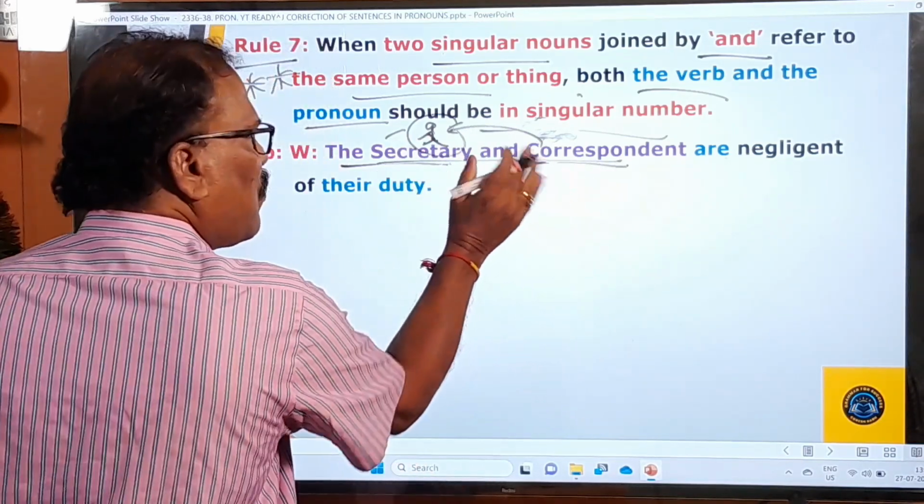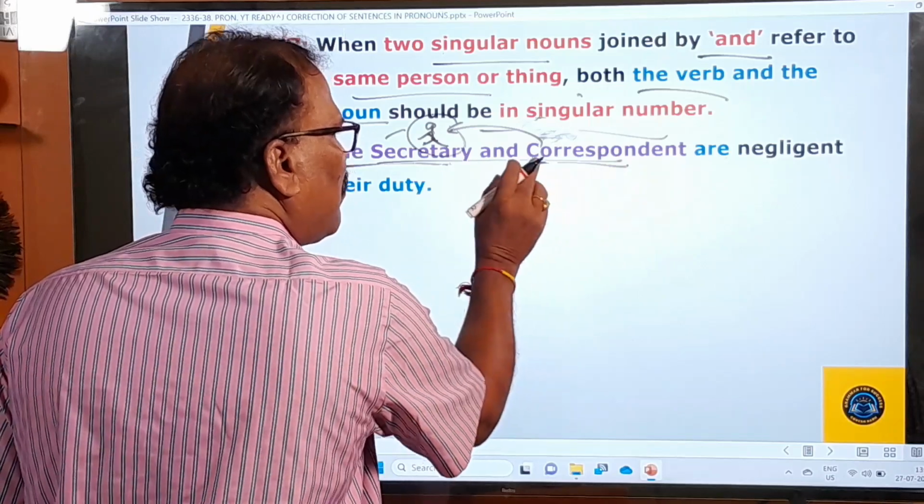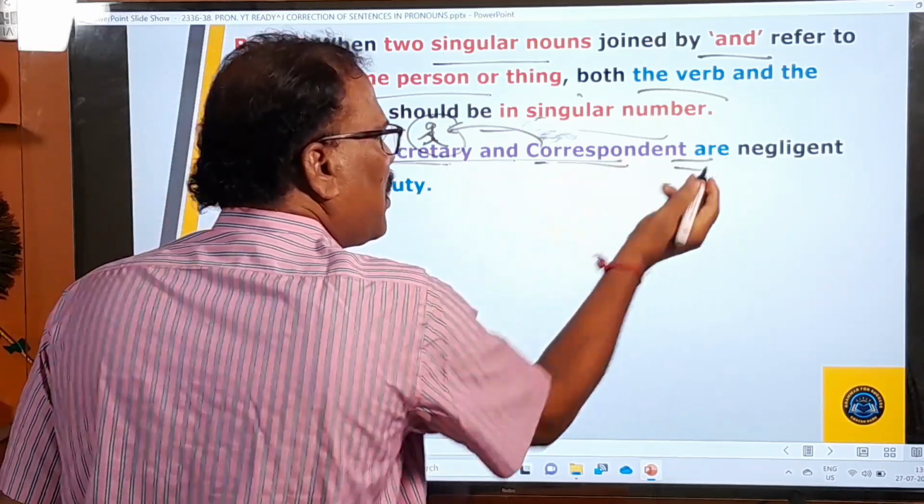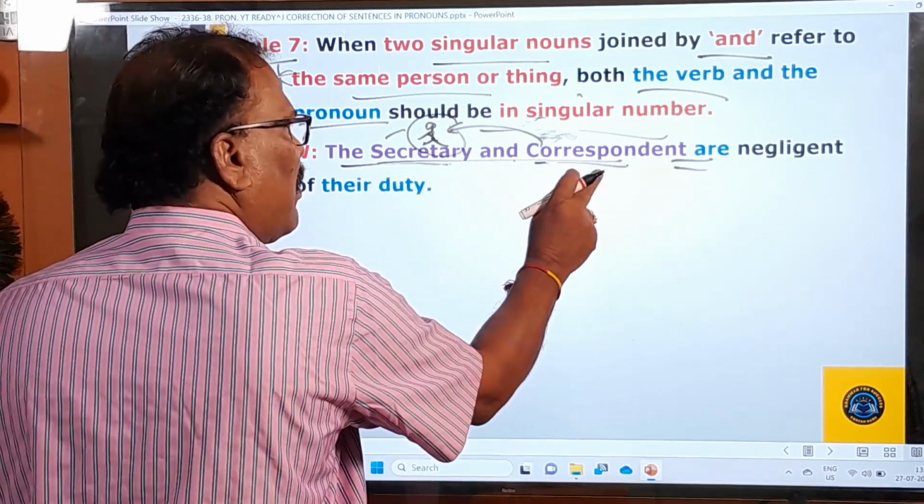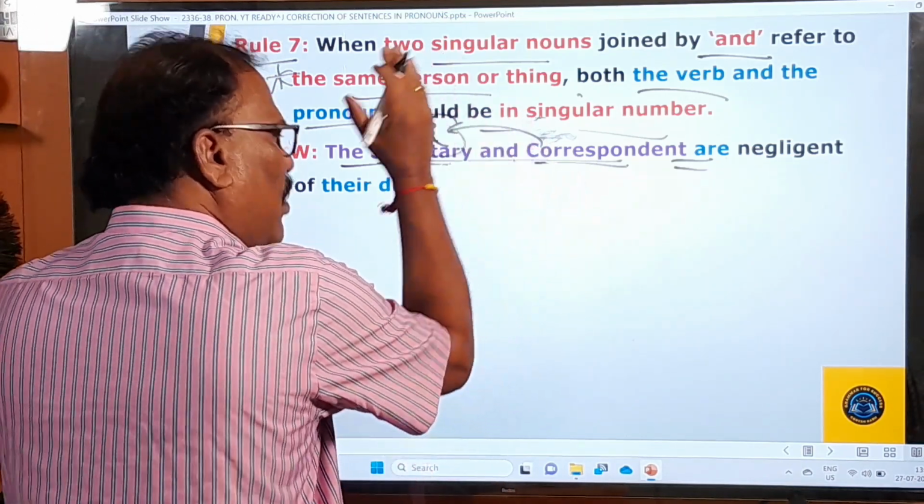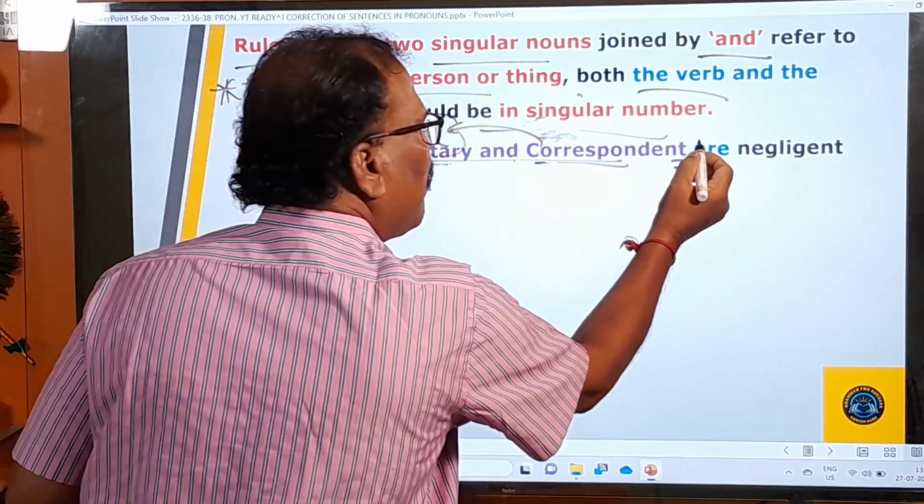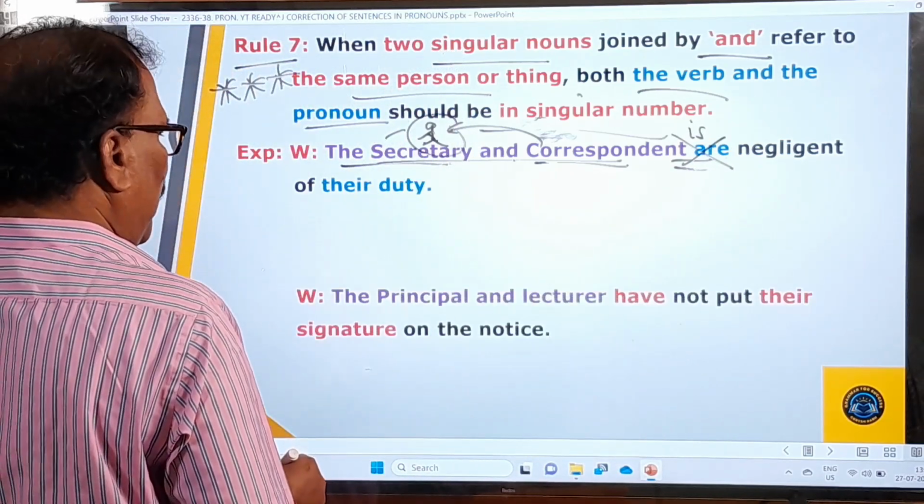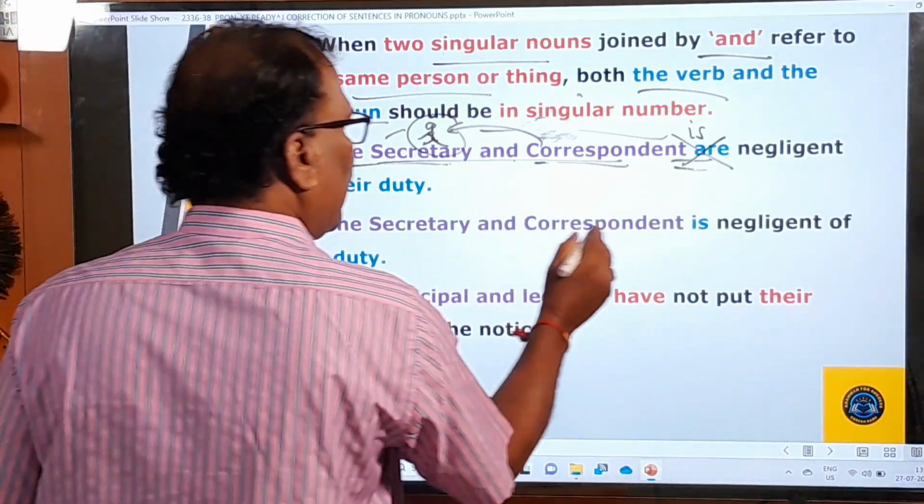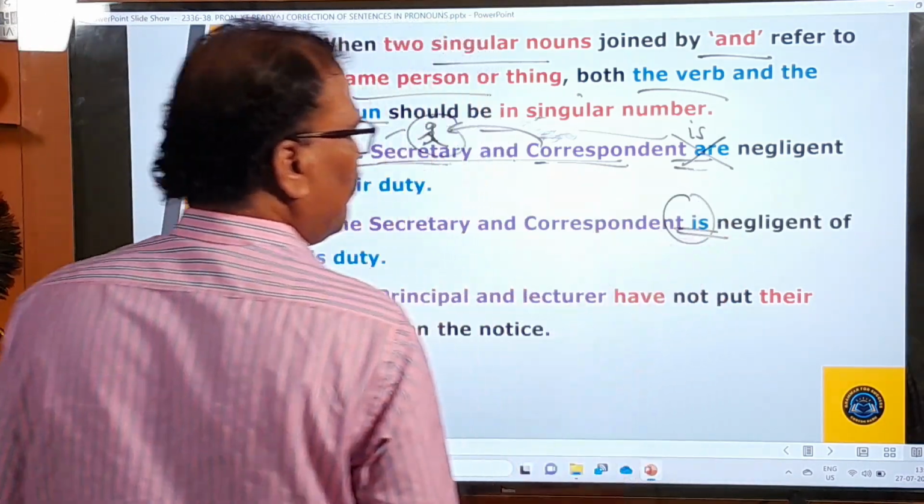Therefore, the subject is only one person. When the subject is singular, the singular verb must be used automatically. It's so simple. The secretary and the correspondent, these two are not separate, but they are only one person. That's why you have to use only "is," but not "are." Okay. "The secretary and correspondent is negligent of duty."